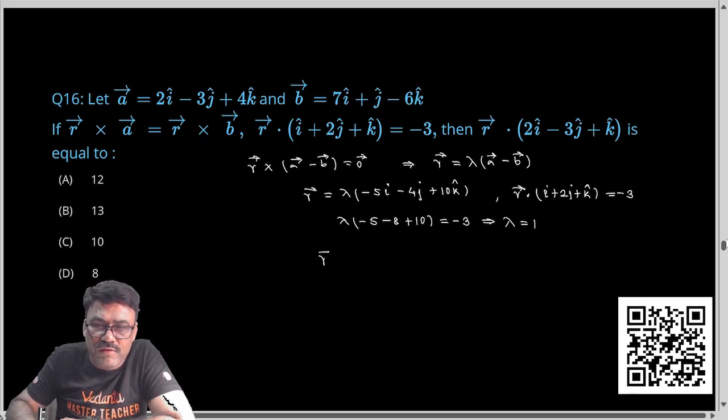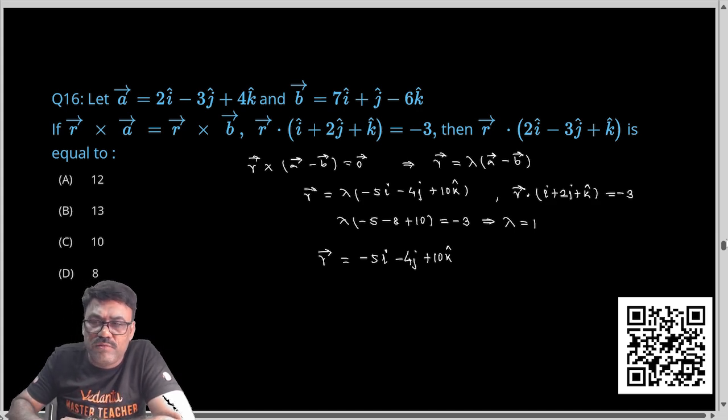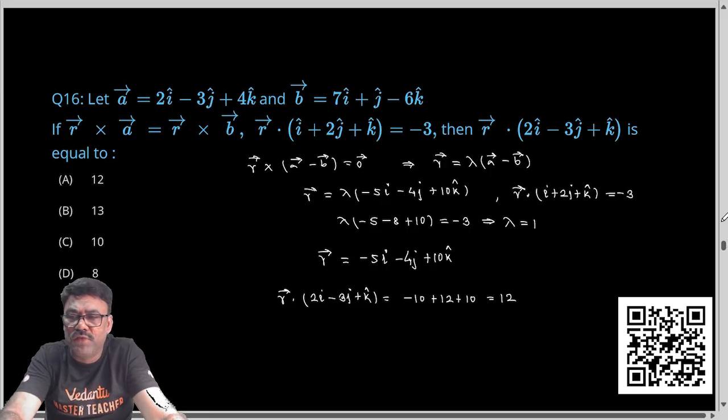That means the r vector is basically minus 5i minus 4j plus 10k. Now take the dot product of r with 2i minus 3j plus k, since I need r dot (2i minus 3j plus k). Minus 5 into 2 is minus 10, minus 4 into minus 3 is plus 12, plus 10. So 12 should be your correct answer, meaning option A is the correct option.